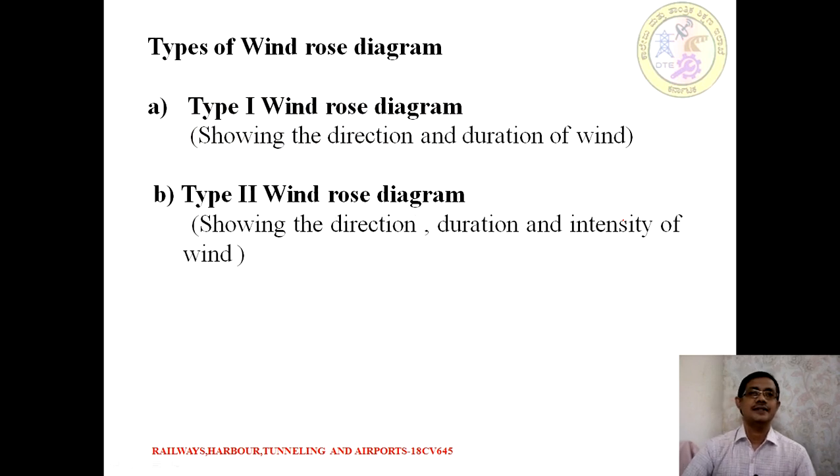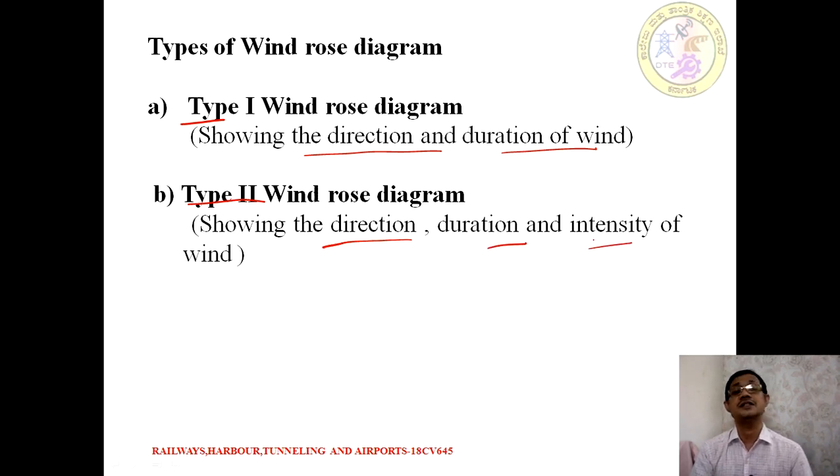As I said, the windrose diagram is nothing but a graphical representation of wind data. As it represents the petals of a rose, it is called a windrose. There are 2 types of windrose. Type 1 gives the idea about the direction and duration of the wind. If you want intensity, we have a type 2 windrose diagram, in which we can analyze the direction, the duration and the intensity of the wind.